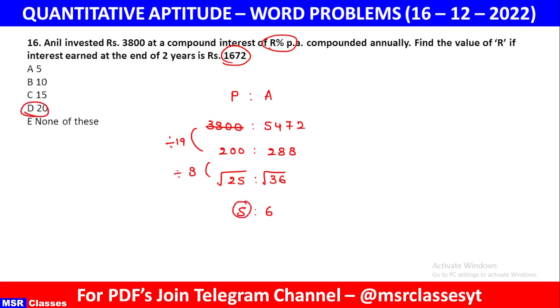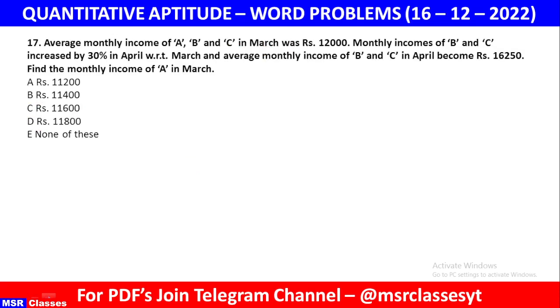Principal is 5 parts, amount is 6 parts. A 1 part increment out of 5 parts, 1 by 5 means 20% is the rate of interest. Then next question.